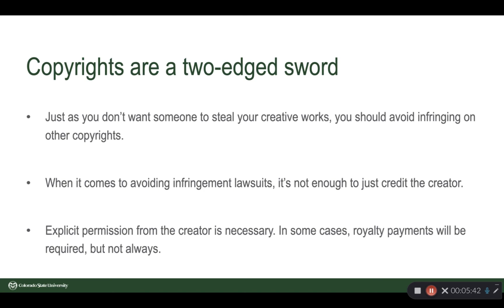Copyrights are a two-edged sword. Just like you don't want somebody to steal your photos, you should also avoid infringing on other people's copyrights. So when it comes to avoiding infringement lawsuits, it's not just enough to credit the creator. You do need explicit permission from the creator. And in some cases, you may have to pay royalty payments or licensing fees. And again, this cuts both ways.